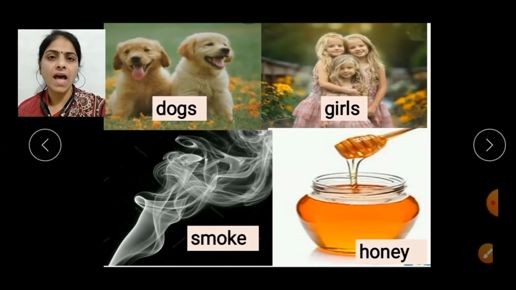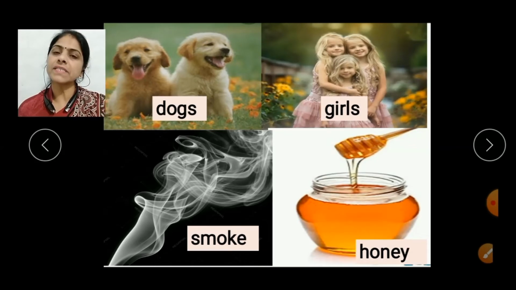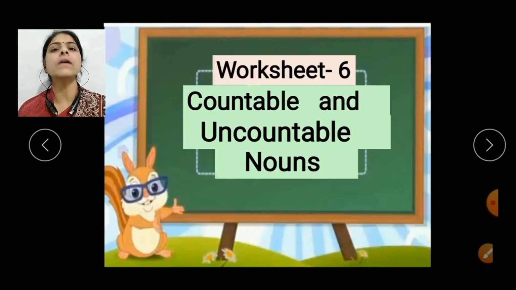But if I ask how many smoke or how many honey are there, then will you be able to answer me? Will you be able to count them with the numbers? No, you will not be able to count them because these are uncountable. So, today we will discuss about the countable and uncountable things in worksheet number 6. That is countable and uncountable nouns.